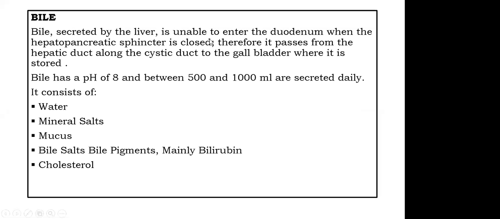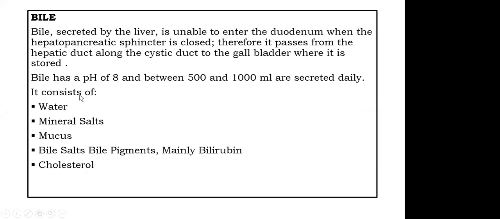Bile is secreted by the liver and is unable to enter the duodenum when the hepatopancreatic sphincter is closed. Therefore, it passes from the hepatic duct along the cystic duct to the gallbladder where it is stored. Bile has a pH of 8 and between 500 and 1000 ml of bile is secreted every day.